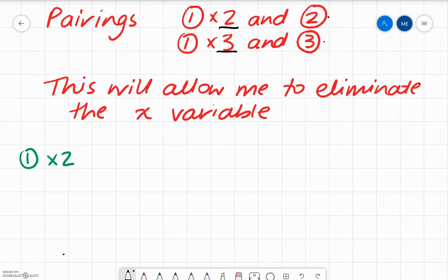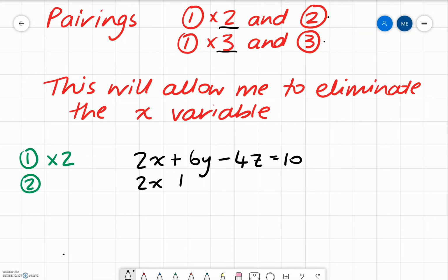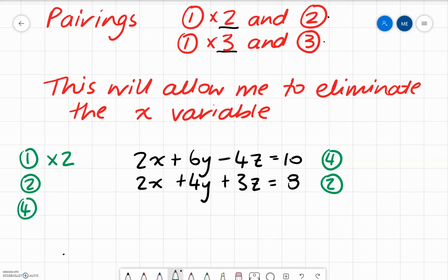to create a new equation, which gives me 2x plus 6y minus 4z, which equals 10. And I am pairing this with equation 2, which is 2x plus 4y plus 3z, which equals 8. So this equation here we're going to label 4, this is equation 2, and when we take equation 4 and subtract equation 2 from it, that will give us our new equation of equation 5.